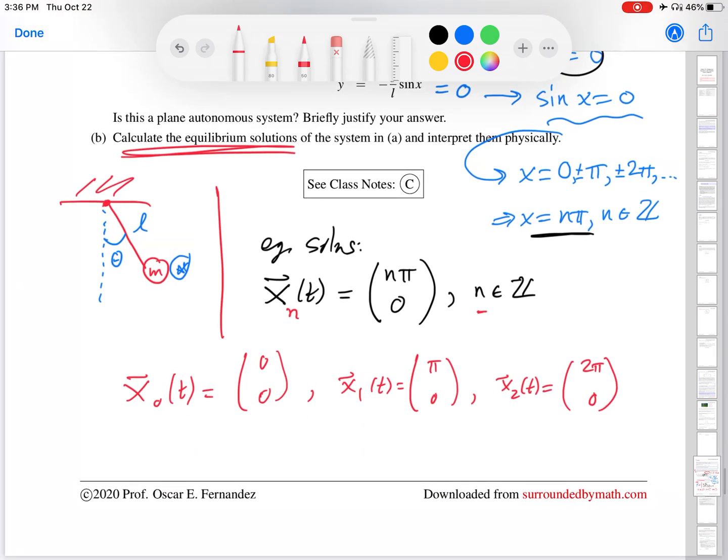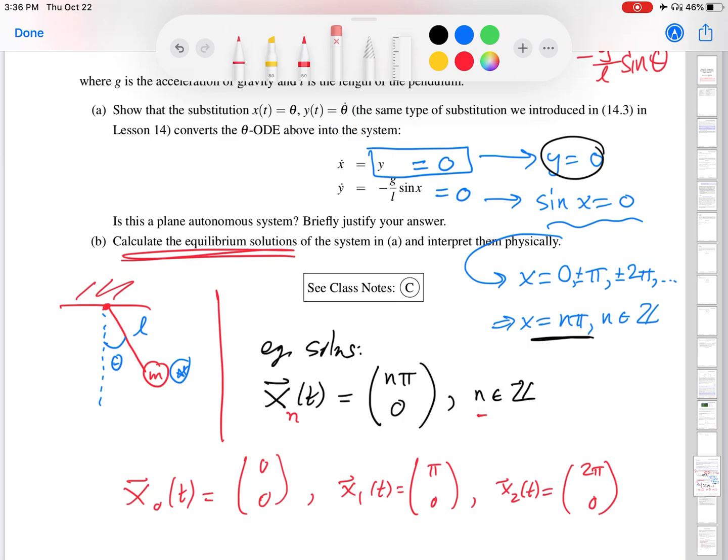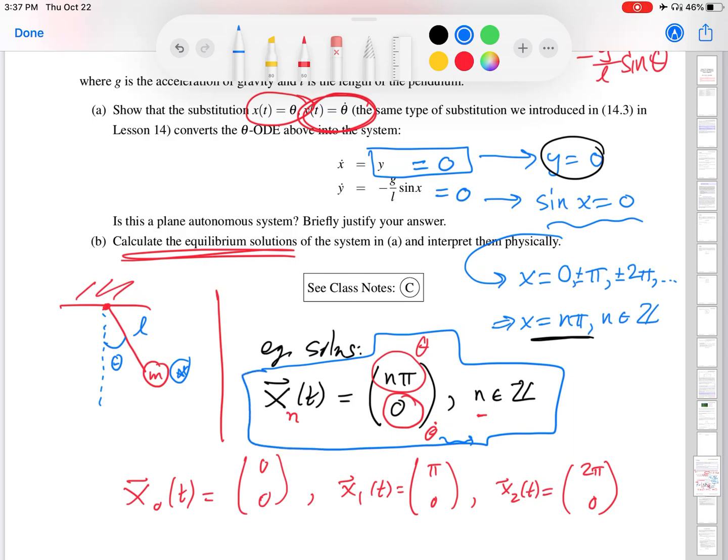Okay, what I want to do now is use the fact up here that x is theta. So every single one of the components here is a theta value. And then y is theta dot, so every single one of the components here is theta dot. Theta dot is how theta changes in time. So for all of these equilibrium solutions, theta dot is 0, which is telling us that the equilibrium states of the pendulum are characterized in part by the pendulum not moving, which, again, is not a deep statement.